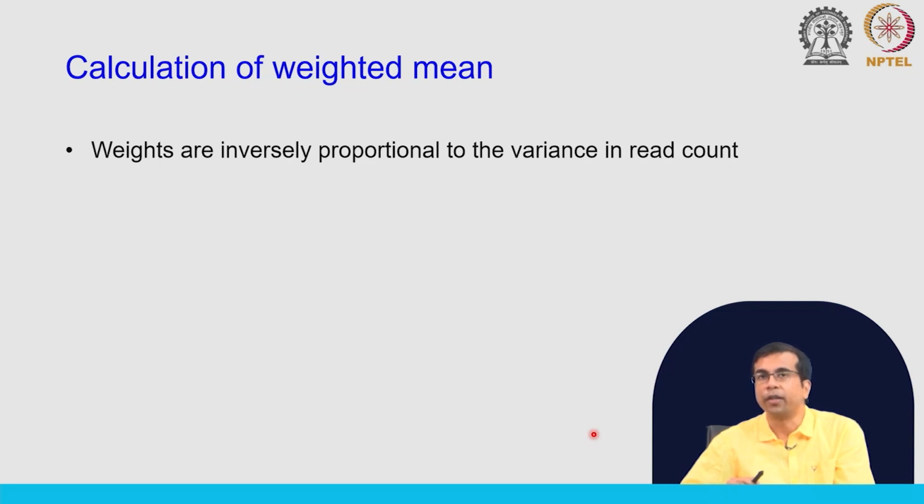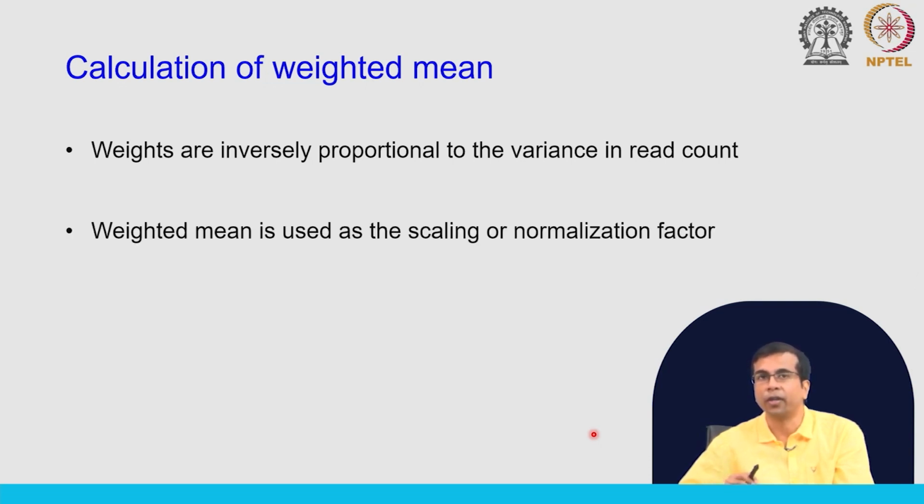So weights are usually inversely proportional to the variance in read count, okay, and this is to avoid genes that show a lot of fluctuation between samples, even after filtering, from biasing the mean too much, okay. So that is why the weights are inversely proportional to the variance in read count. And the idea behind this is that genes that show constant expression across samples should have the highest weight, okay.